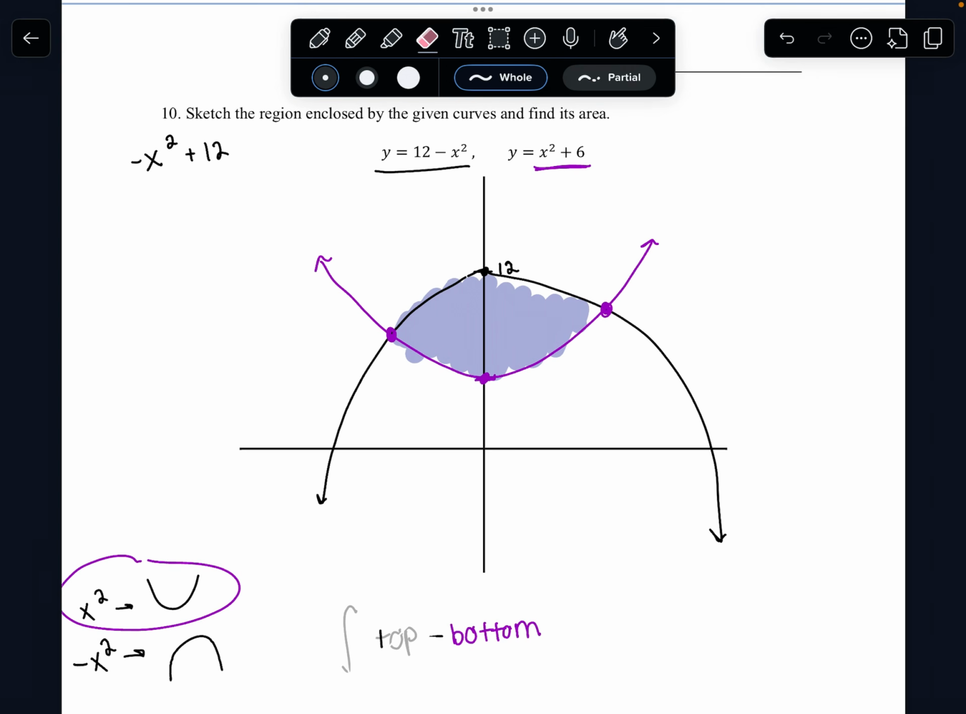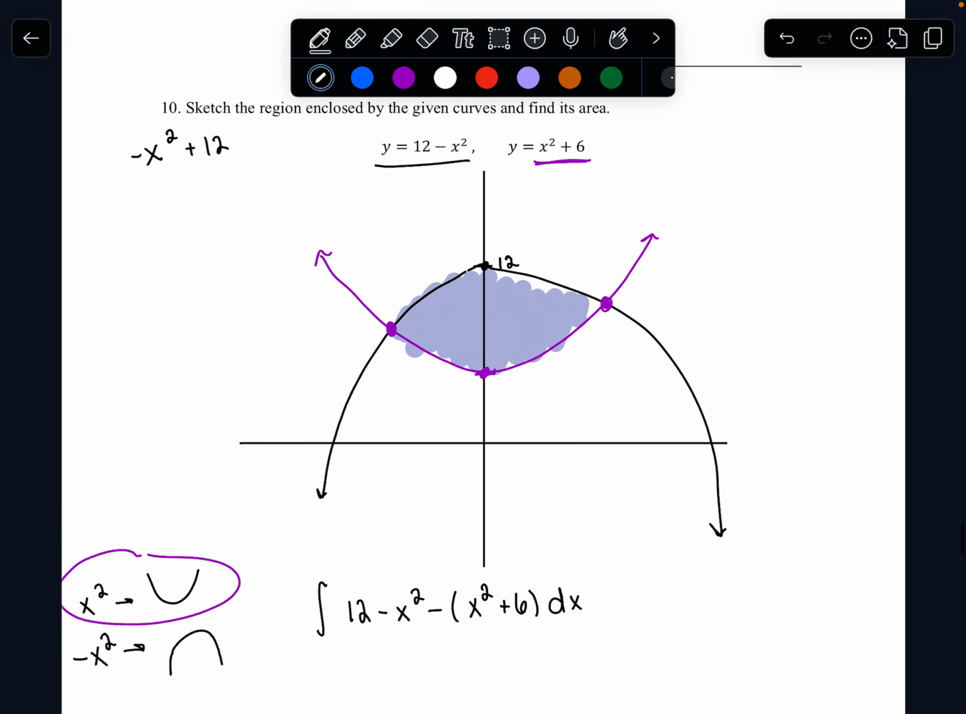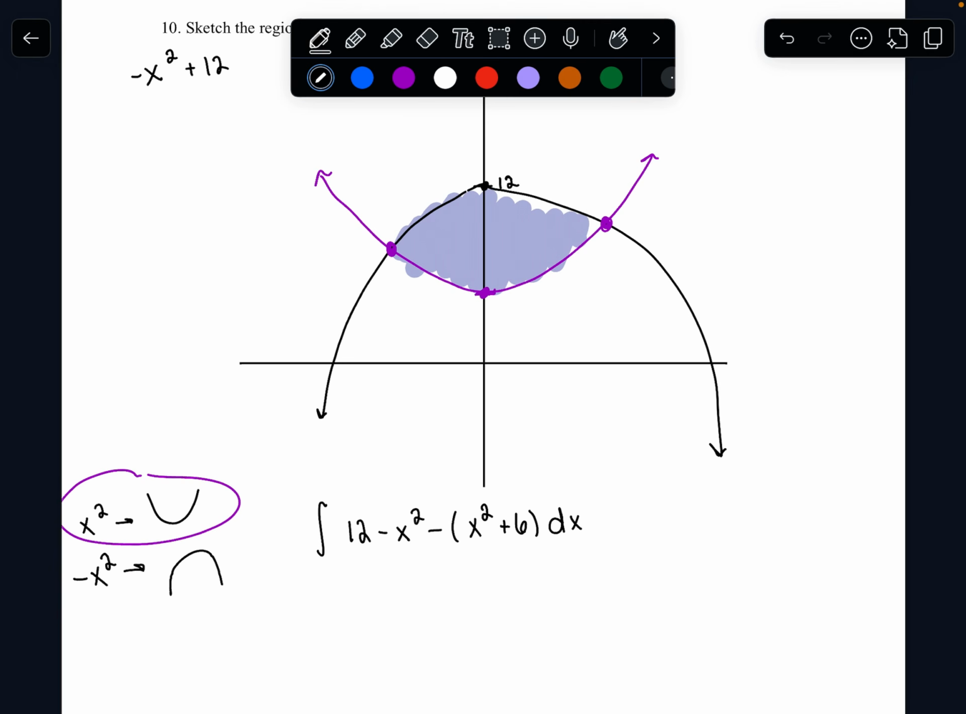So if we do that, that'll give us the integral of 12 minus x squared minus, be careful, the whole thing. Make sure that negative sign gets distributed everywhere, okay? Don't cost yourself some silly little points from that negative sign, okay?